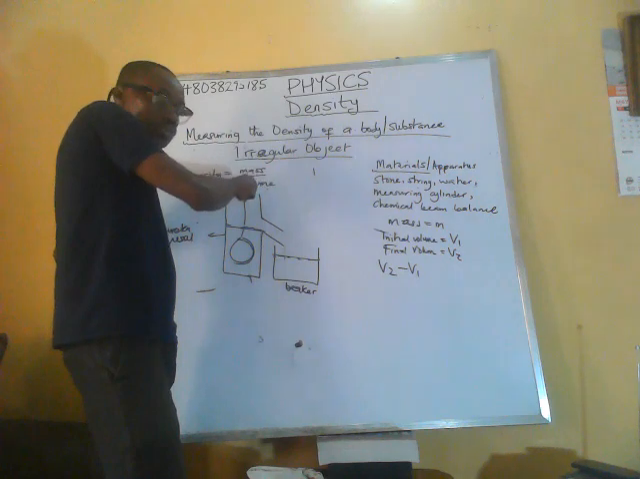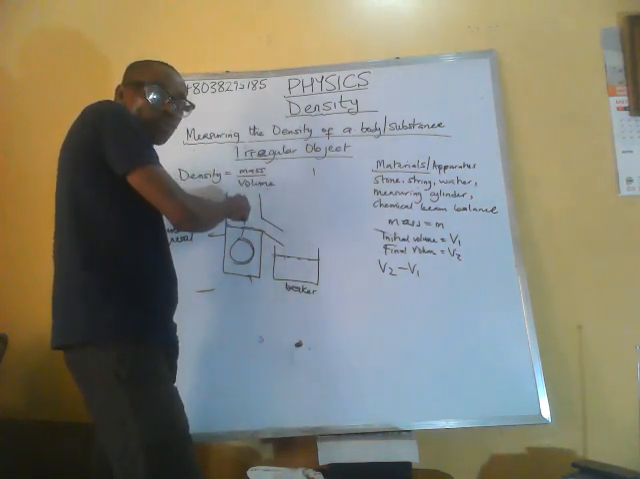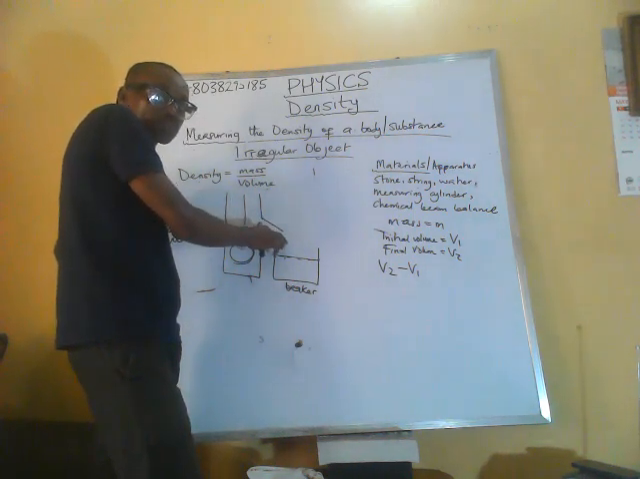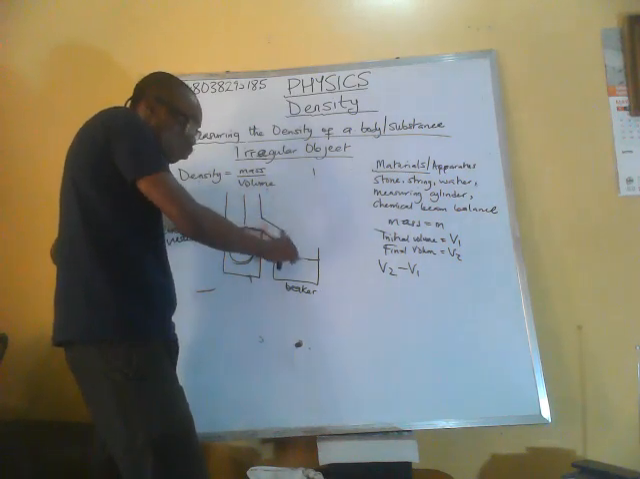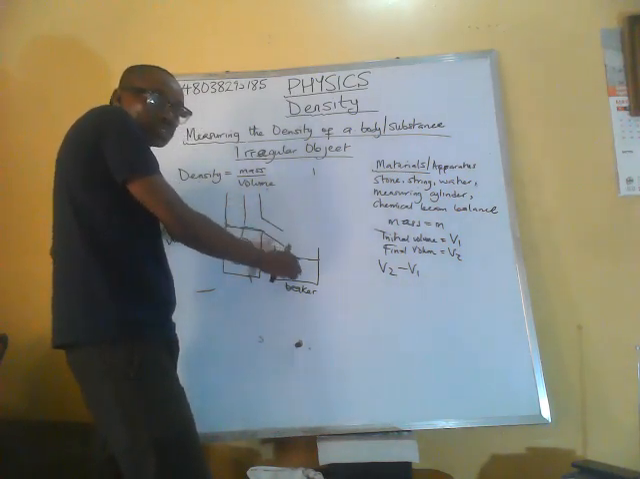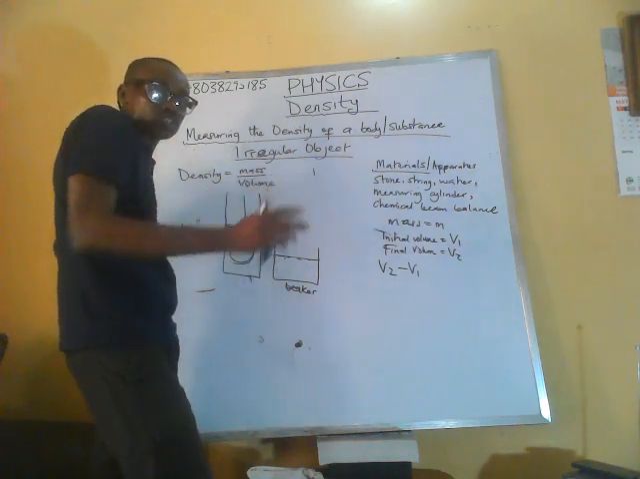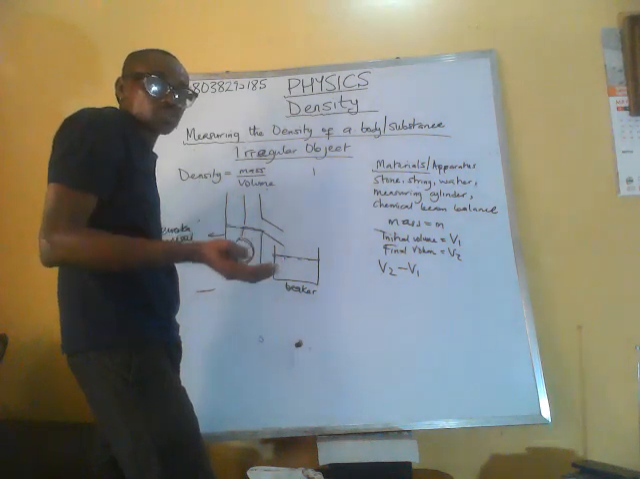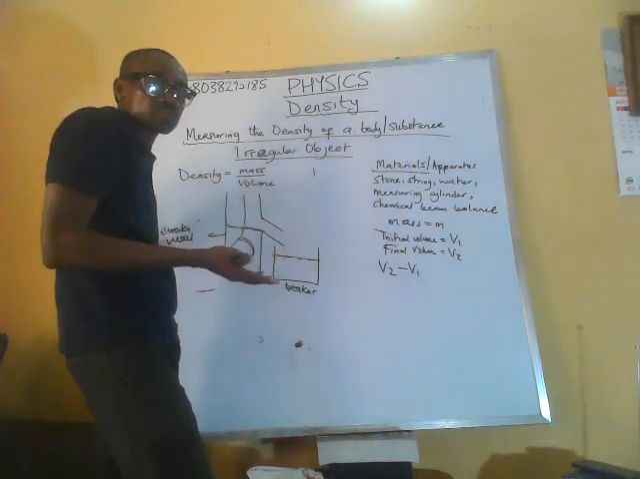As you are dropping the stone, as the stone enters the water in the Eureka vessel, there will be a displacement of water. So as the stone is displacing water, that water will pour into this beaker. As it's pouring out, you collect it in this beaker. So after collecting the water in this beaker, you turn it into a measuring cylinder and measure the volume. So the volume you get from the measuring cylinder is the volume of the stone.